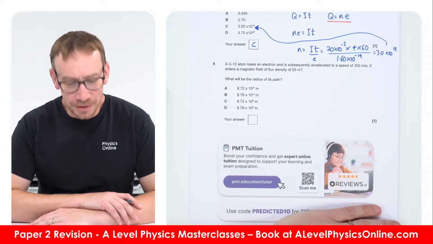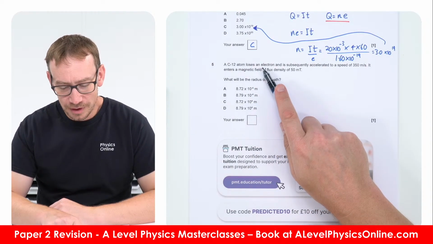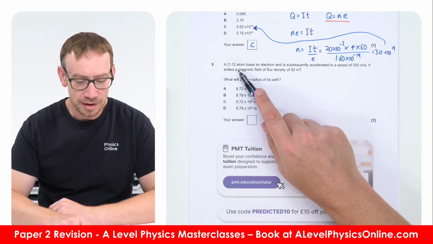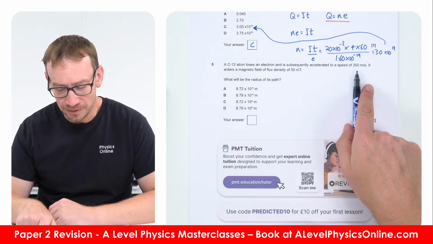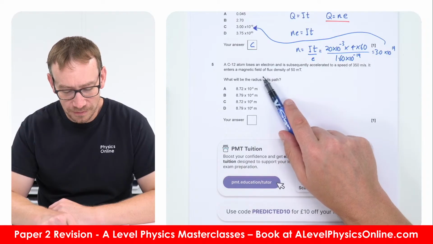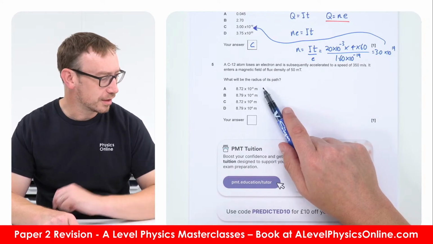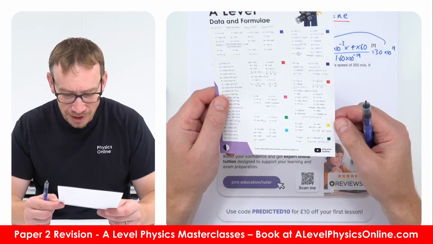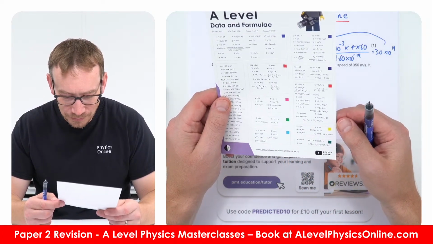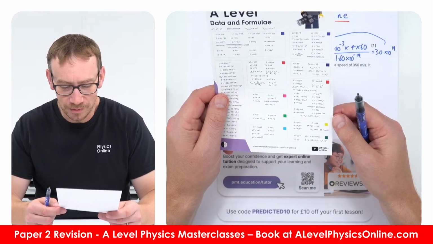Right, the next one. A carbon-12 atom loses an electron, so it's now going to be a carbon-12 ion. It's accelerated to a speed of 350 meters per second. It enters a magnetic field of flux density 50 millitesla. What will be the radius of its path? Now, in the actual data sheet, you don't get given the equation for the radius of its path, but it's one of the things that comes up quite a lot.